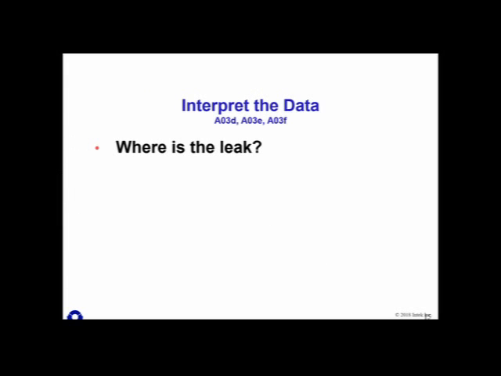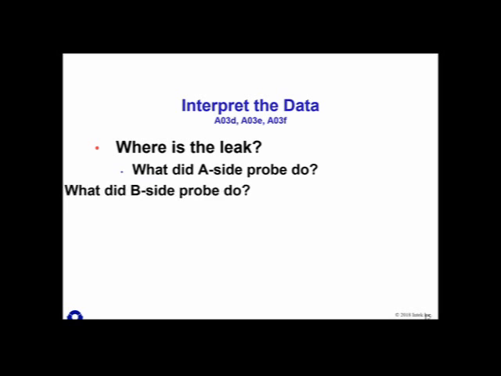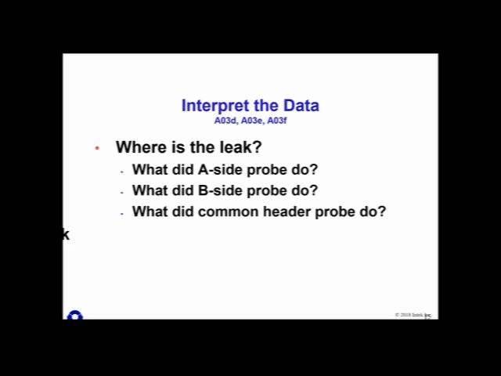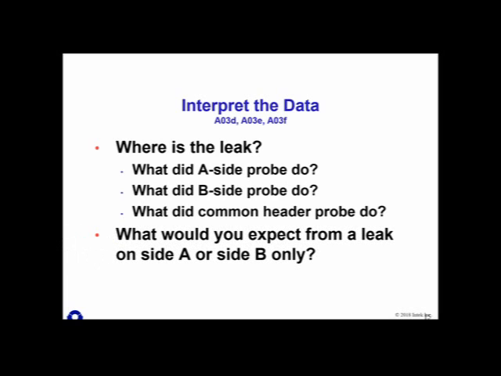So where's the leak? What did the A side do? Oh yeah, so let's practice some of this. What did the A side probe do? Did the air in-leakage go up on the A side? That would be A03D. Yep, sure did. Good. Did the air in-leakage go up on the B side? That would be A03E. Yep, good. And the common side also went up. Looks like you guys are catching on.